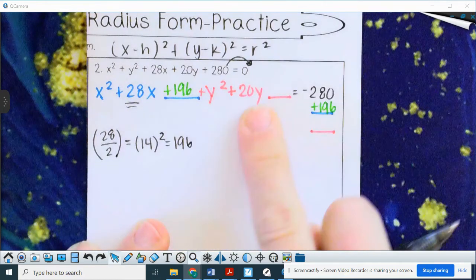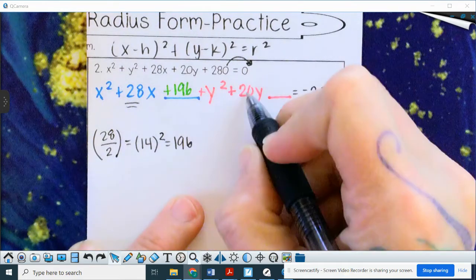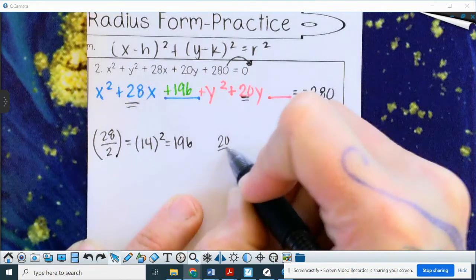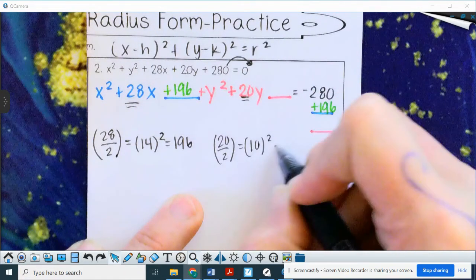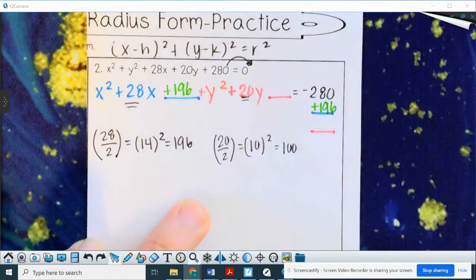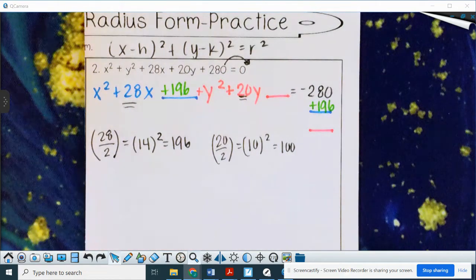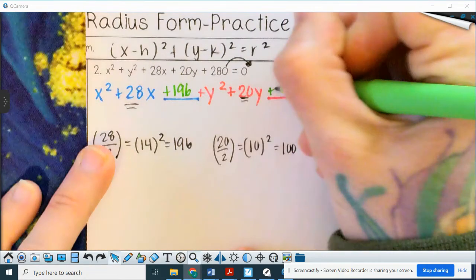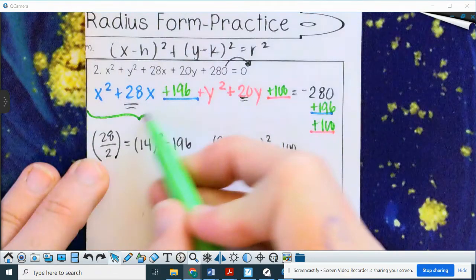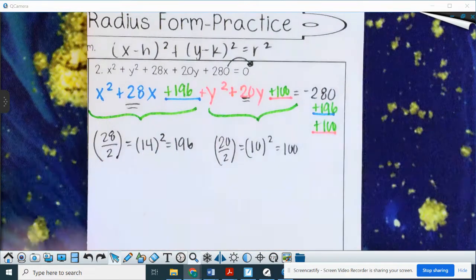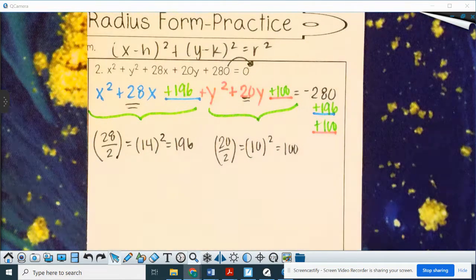Then we're going to do the same thing for our y values. So our b value is 20, divided by 2, which is 10. Then we're going to square it. It's going to be 100. So then we're going to add 100 as well to the y equation. And when I say the y equation, we're looking at this as one quadratic, two quadratic, because the next step after completing the square is to quote-unquote factor.